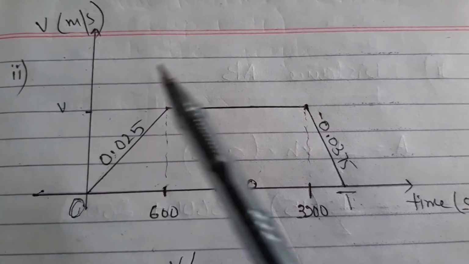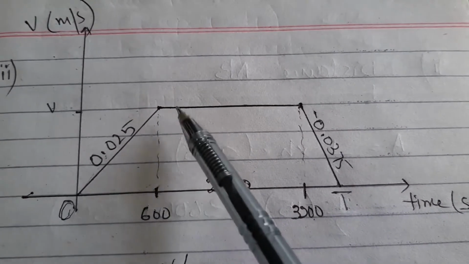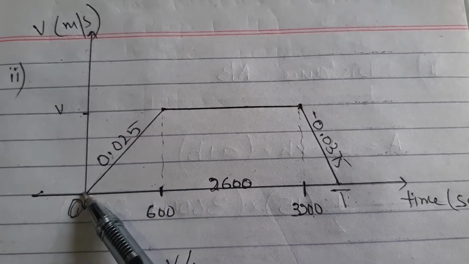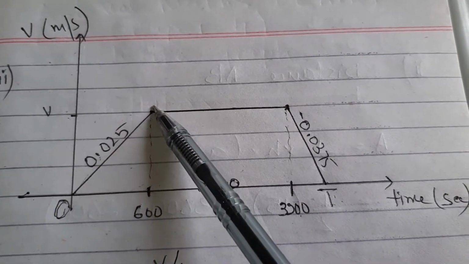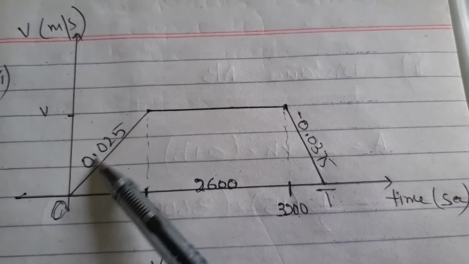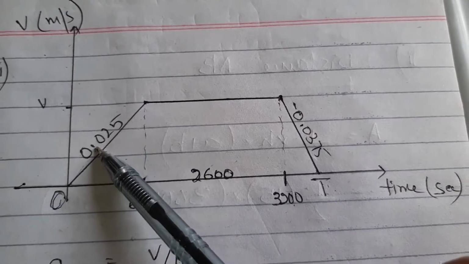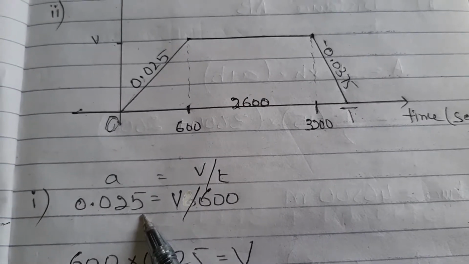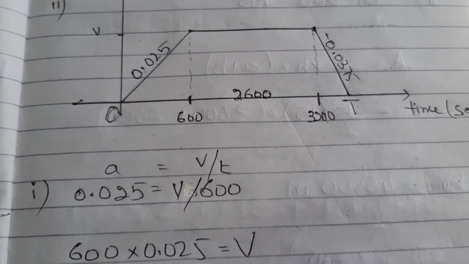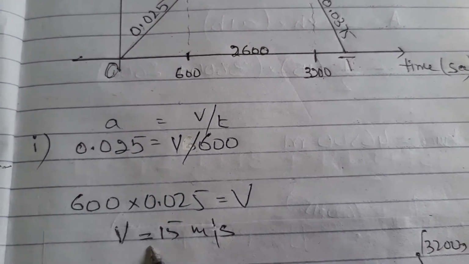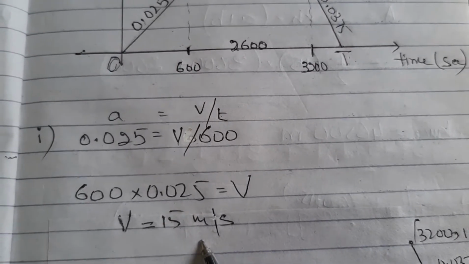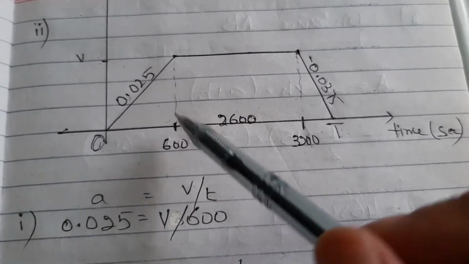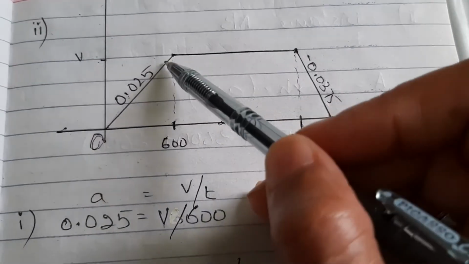Okay, so v is easy to find out because in this triangle this point is 0, 0. This is 600, comma v, and this is the gradient, which is the uniform acceleration. So using this formula, I am finding out v, which is 15 meter per second. I hope you get how I'm getting it here, because it is 600, comma v.